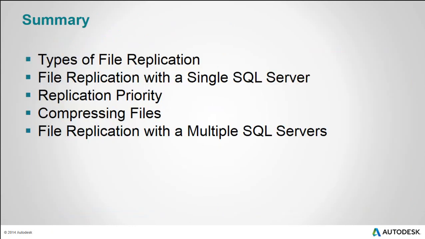So in summary, what we talked about is the different types of file replication. We talked about the on-demand from the client, on-demand from the server, and also the scheduled replication. We looked at how file replication with a single SQL server works. We talked about replication priority. We also touched on compressing files. We also talked about file replication with multiple SQL servers, so in a connected work group and also a SQL server replication environment.